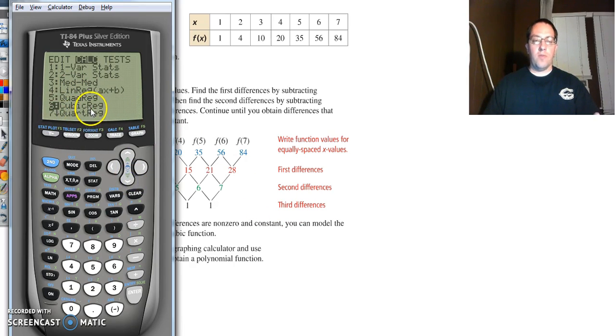We're going to have a cubic function. So we hit Enter. And I've got other things in there. I need to fix that. So my X list is coming off of L1. My Y list is coming off of L2. And I'm just going to arrow down here, calculate, and there it is.